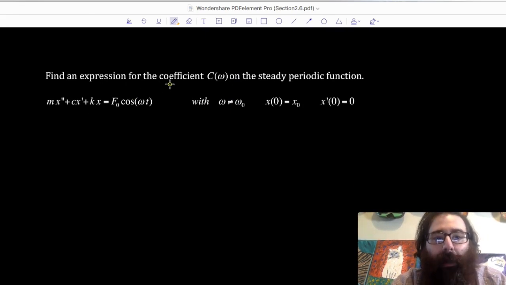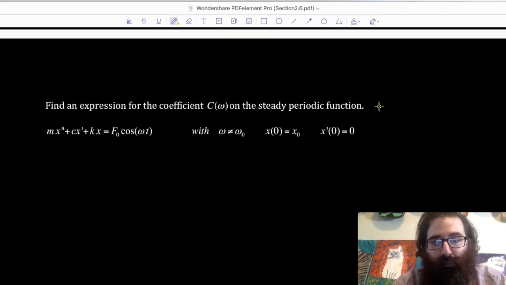I want to talk about practical resonance for a system. In order to do this the quickest way for multiple examples, we're going to build an expression, sort of a function of omega, capital C of omega, on the steady periodic function for mx double prime plus cx prime plus kx equals f sub 0 times cosine of omega t, with omega not equal to omega sub 0, x at 0 equals x sub 0, x prime at 0 is 0.